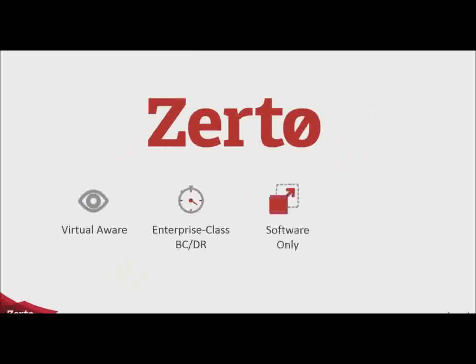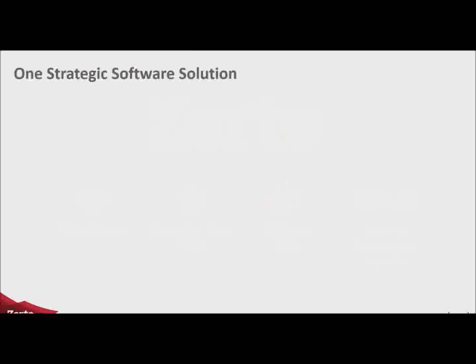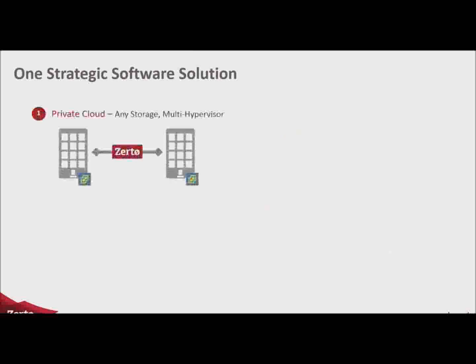It's completely software only, so there's no complex storage-based replication to configure. All of the replication is managed using software in the hypervisor. And starting Zerto 4.0, which is due out imminently, will not only be storage agnostic, we'll also be hypervisor agnostic too. And what this means is that with Zerto 4.0, with one strategic software solution for your private cloud, you can protect virtual machines between any storage and your different VMware data centers. In 4.0, you can also now use Zerto to protect between Microsoft Hyper-V data centers.